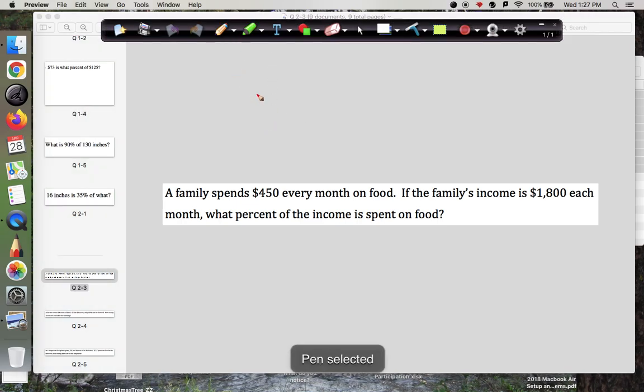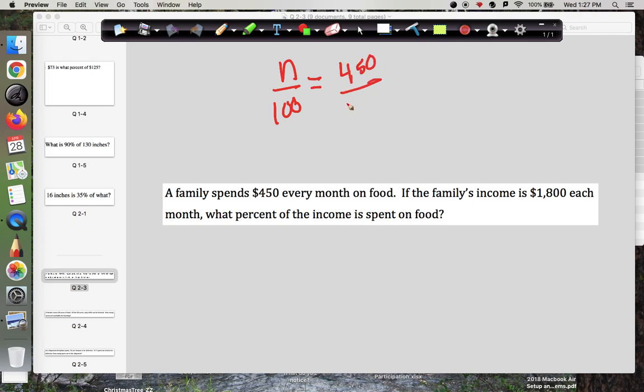All right, so $450. A family spends $450 every month on food. If the family's income is $1,800, what percent of income is spent on food? What percent? So I put the variable over 100. What percent is how that translates. 450 is the part. 1,800 is the whole amount.